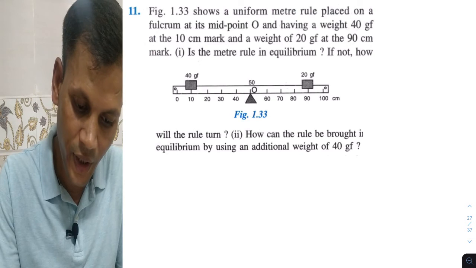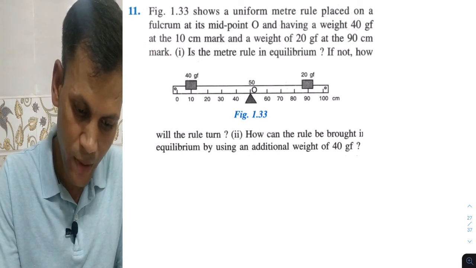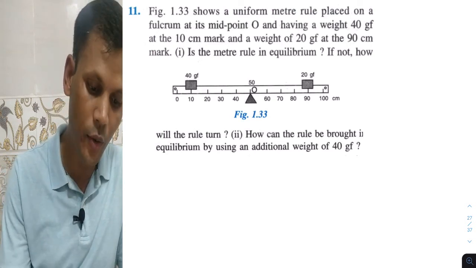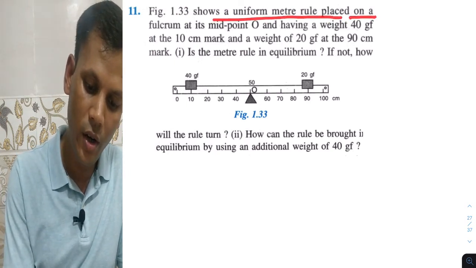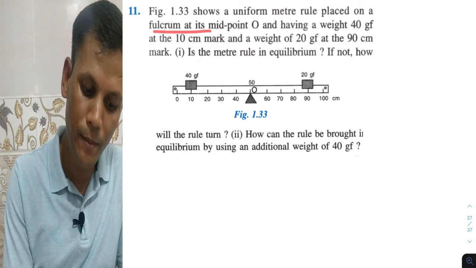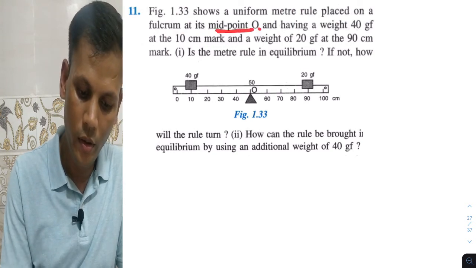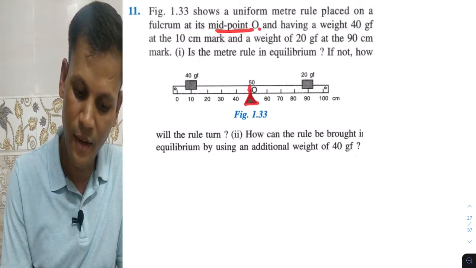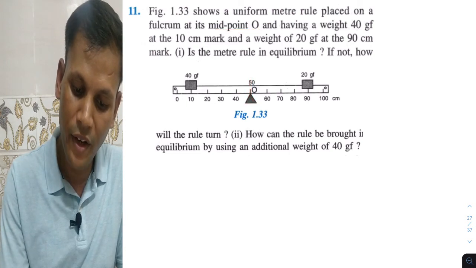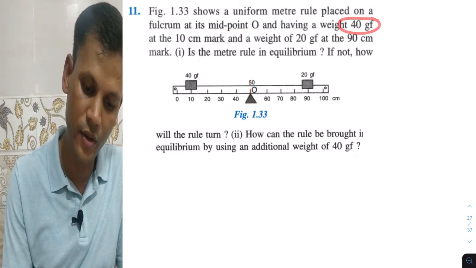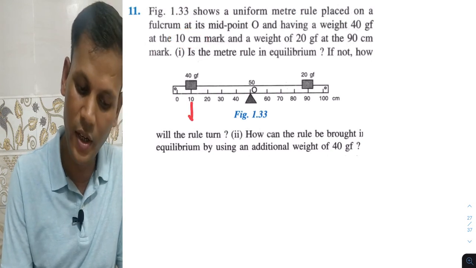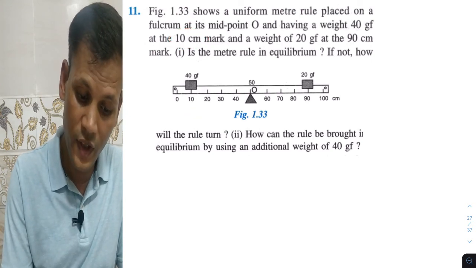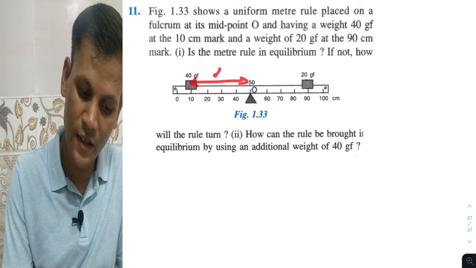Question number 11, we will read the question. A uniform meter rule is placed on a fulcrum at its midpoint O, and has a weight of 40 gram force at the 10 centimeter mark. So this distance will be 50 minus 10, that is 40 centimeter.